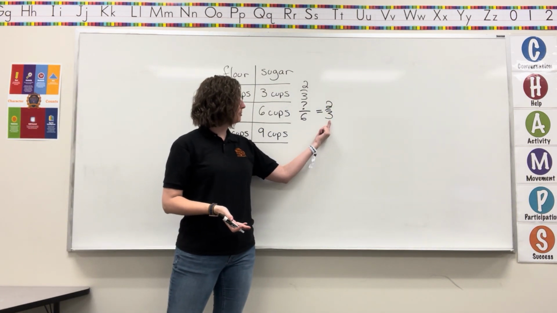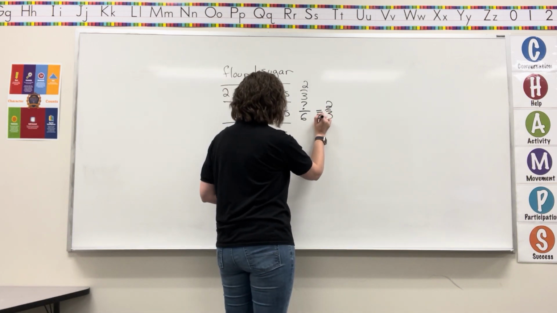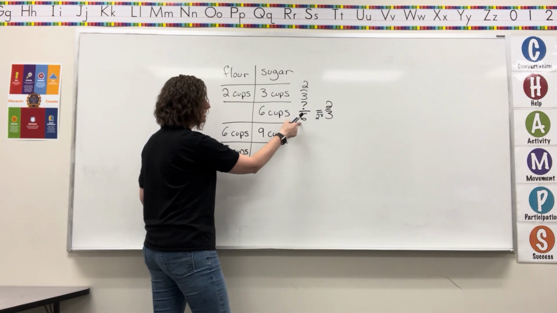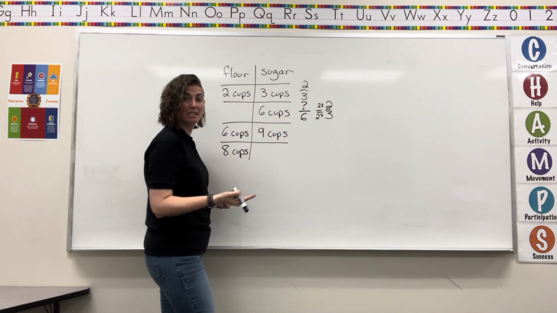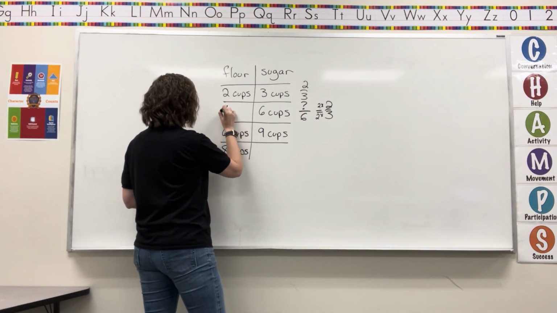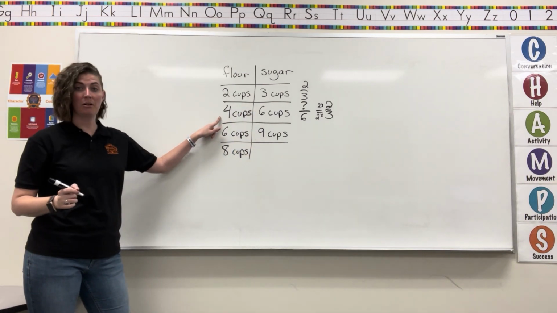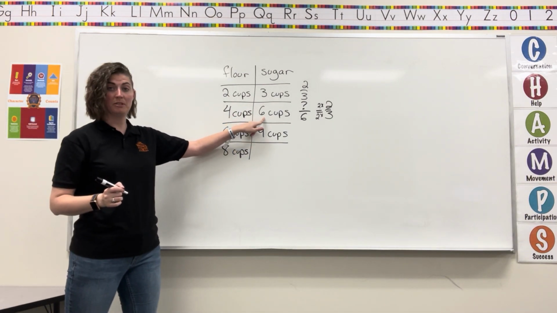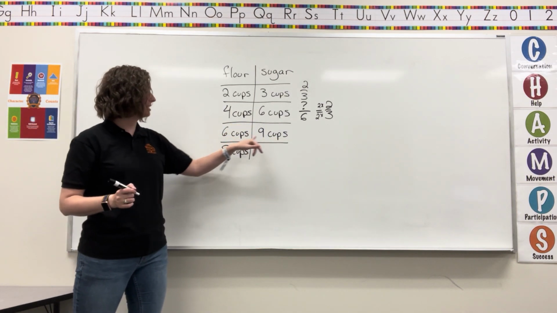How do I go from 3 to 6? Times 2. So if I do 3 times 2 is 6, I now have to do 2 times 2 because the top and the bottom must be the same. 2 times 2 gives me 4. So to keep that ratio, I need 4 cups of flour if I'm using 6 cups of sugar. So for our third batch of cookies, 6 cups to 9 cups.